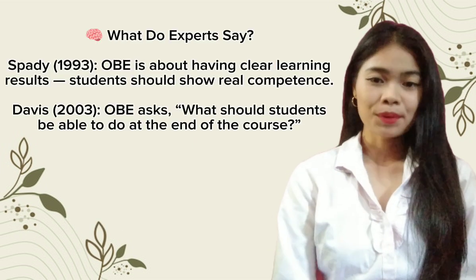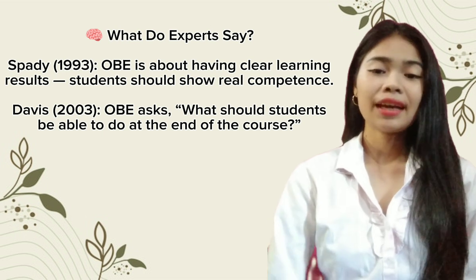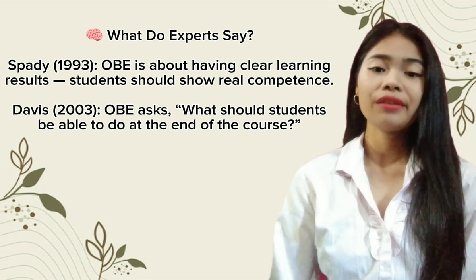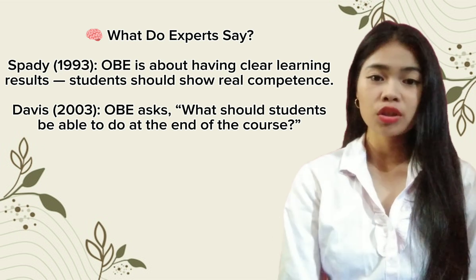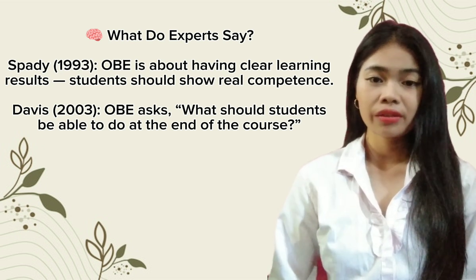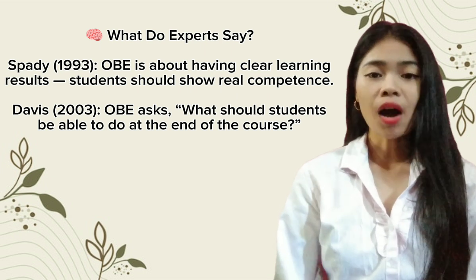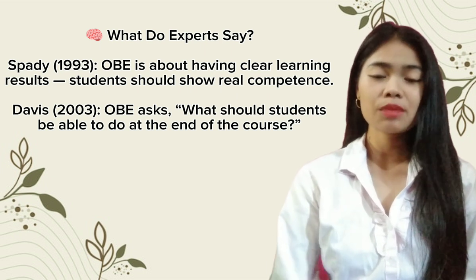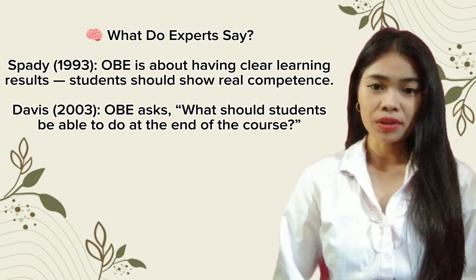So what do experts say? Spady in 1993 believes that outcome-based education is about having clear learning results. Students should show real competence, while Davis in 2003 believed that outcome-based education should ask what students should be able to do at the end of the course.